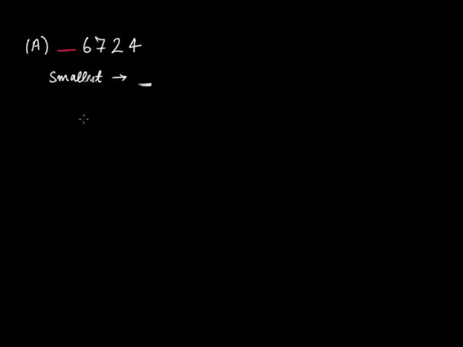You have this blank space, for which you have to find a digit, and then you have 6 plus 7 plus 2 plus 4. Remember that for any number to be divisible by 3, the sum of all the digits present in that number should be divisible by 3. So you have blank space plus 6 plus 7 plus 2 plus 4. 6 plus 7 is 13, plus 2 is 15, plus 4 is 19. So for the smallest one, what if I put 0 here? 0 plus 19 is 19.